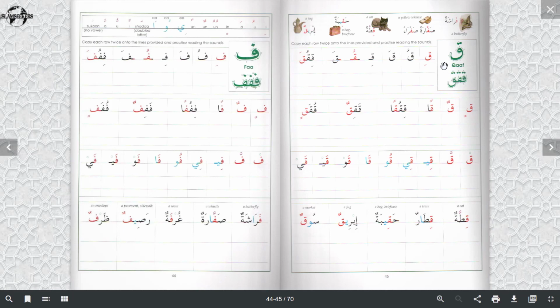Page 45. The letter qaf. Line 1. Qi, qu, qa. Qi, qu, qa. Line 2. Qin, qun, qan. Qi, qu, qan. Qa, qi, qun. Qu, qa, qin. Line 3. Qa. Qi, qi, qu, qa, qau, qai, qai.